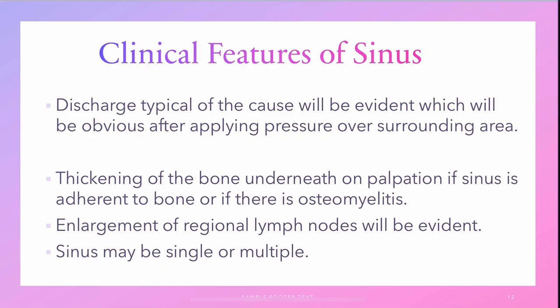Thickening of the bone underneath on palpation is seen if the sinus is adherent to the bone. So in cases where there are sinuses, let us consider chronic osteomyelitis resulting in a sinus. If the sinus is adherent to the bone, on palpation you can find a thickening of the bone, also if there is osteomyelitis. Enlargement of the regional lymph nodes can also be seen.